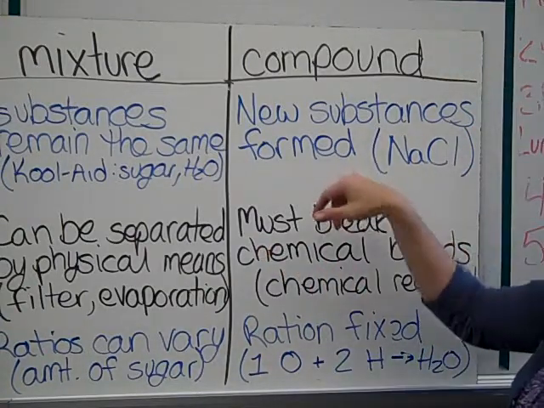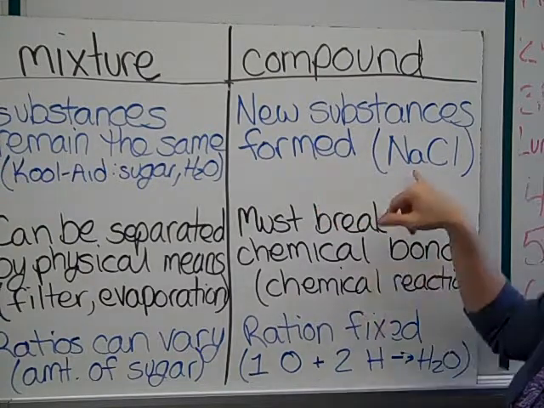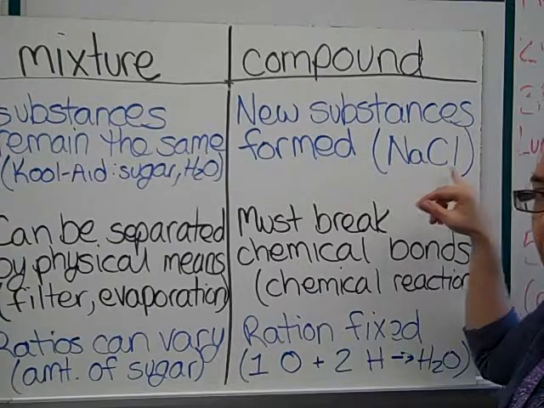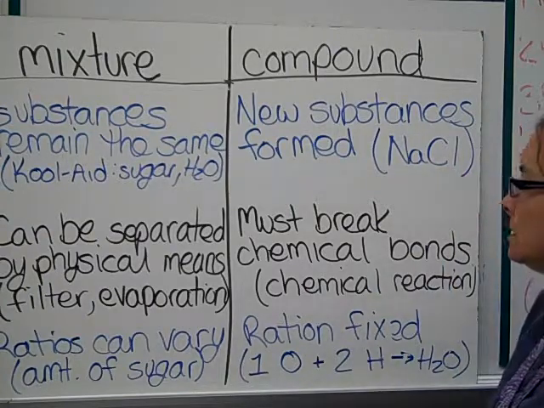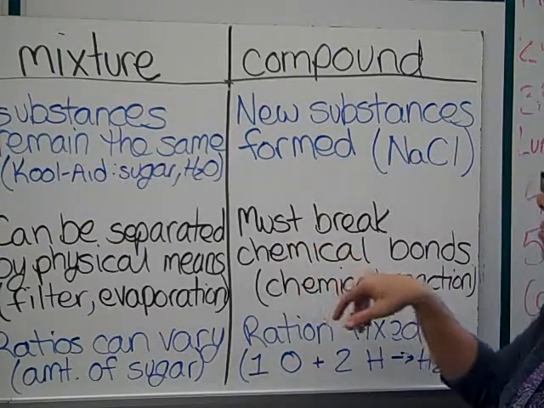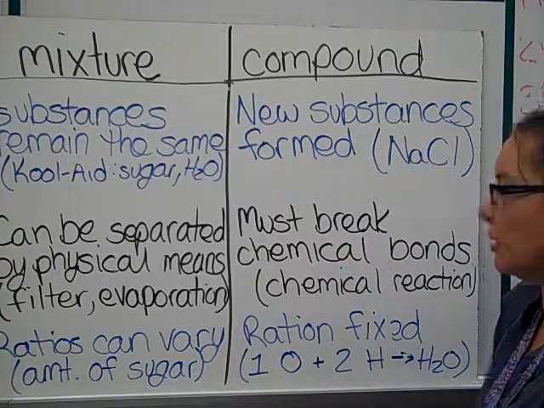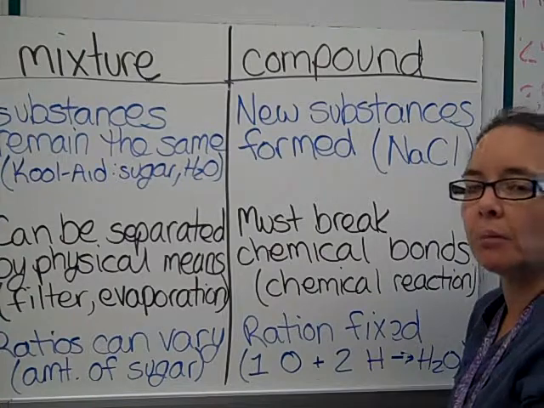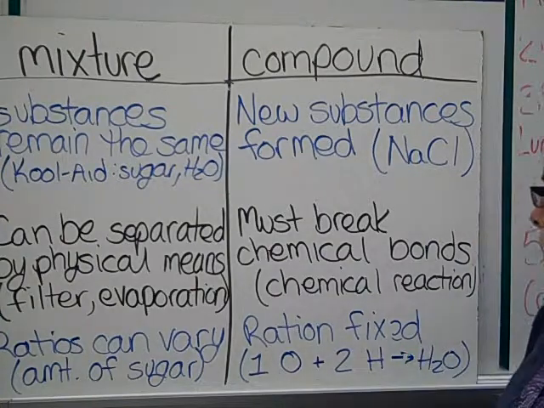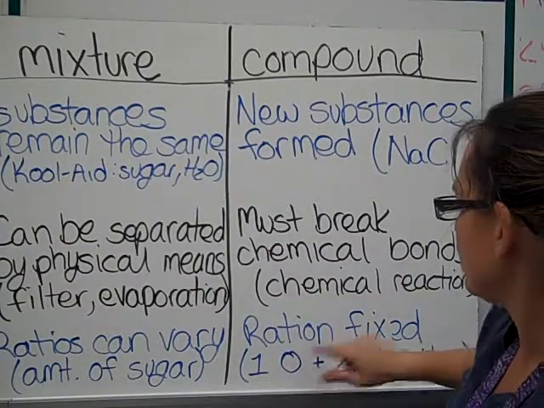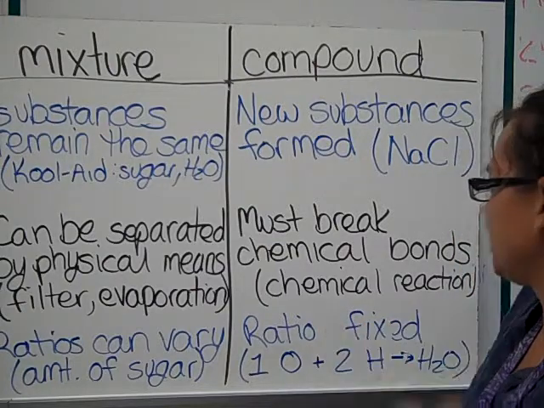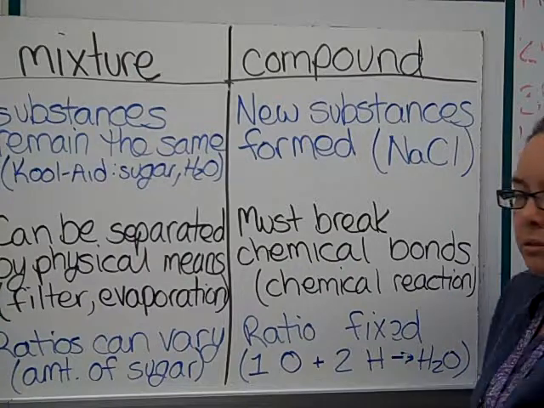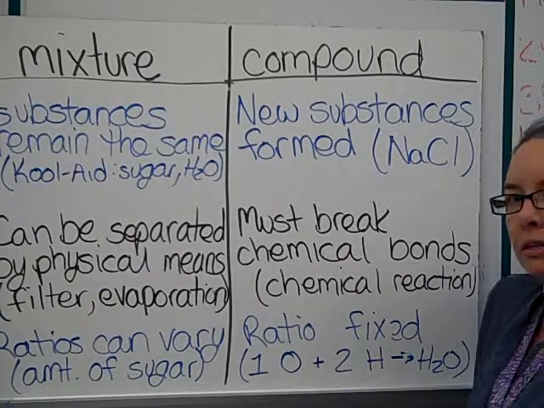Compounds, we form new substances. So I mentioned the sodium, which is a metal combined with chlorine gas, actually makes table salt that we can eat. And you must break those chemical bonds to get those apart. So in order to separate sodium chloride, we would have to do a chemical reaction to pull those apart. And the ratio is fixed. So there is always 1 oxygen for every 2 hydrogens in an H2O molecule. That does not change.